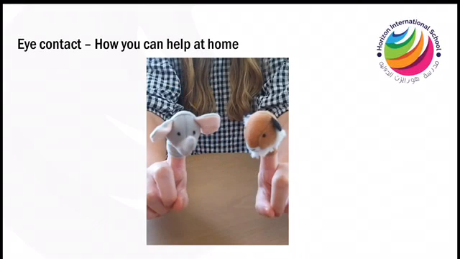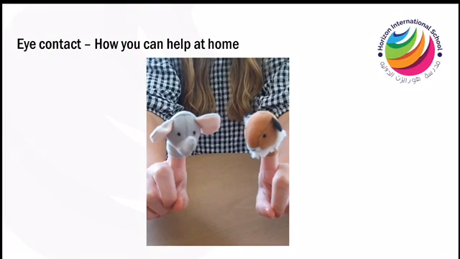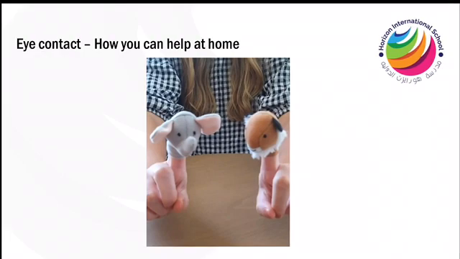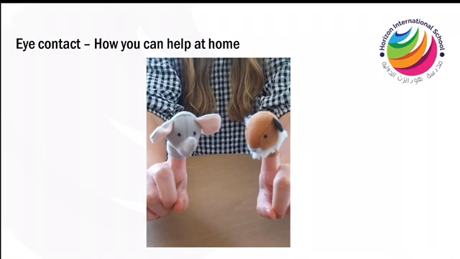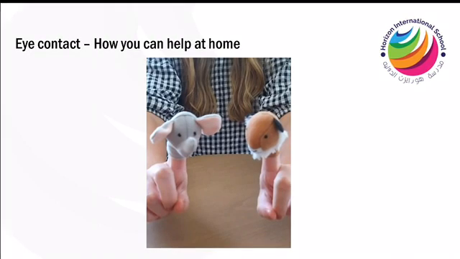Finger puppets and toys can be a great way of modelling good eye contact. Ask your child to talk to the puppets or toys, and ask your child to identify which puppet gave them good eye contact. This is a great opportunity to discuss how eye contact shows someone you are listening to them.